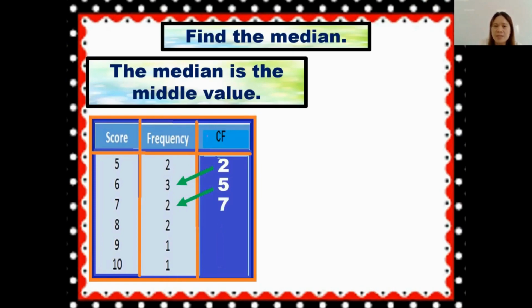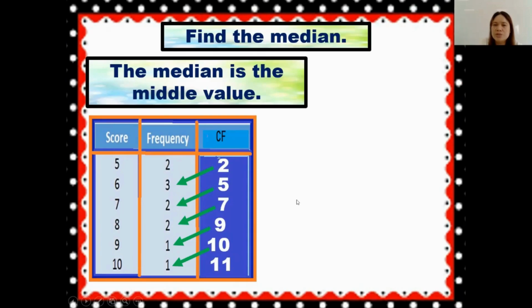And add again 7 to the next frequency, which is 2. That gives you 9. And 9 plus 1, that gives you 10. And 10 plus 1 will give you 11. The last value in the CF will tell you the total number of the frequency, which is 11. That means if the number here is not the same as the total frequency, something is wrong with your work. So you need to go over again.